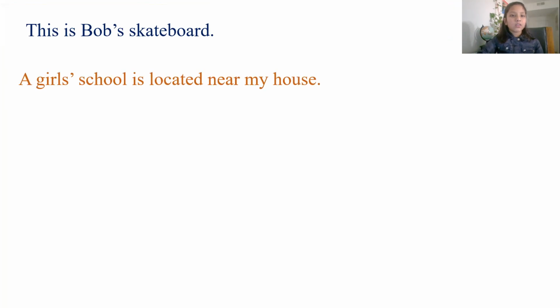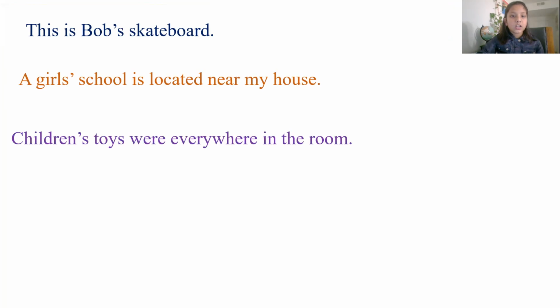Can you find the possessive here? This is Bob's skateboard. A girls' school is located near my house. Children's toys were everywhere in the room. Okay, here, this is Bob's skateboard. Bob is the possessive. It's showing possession to the skateboard. It's Bob's skateboard. Plus, Bob is singular. So that's why it has an apostrophe S. There's only one Bob.